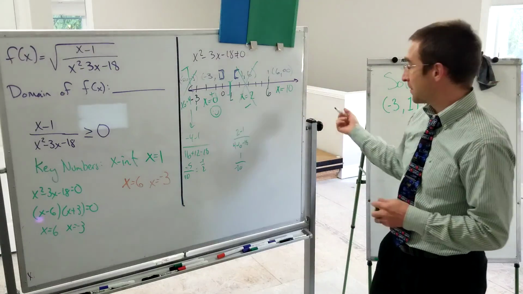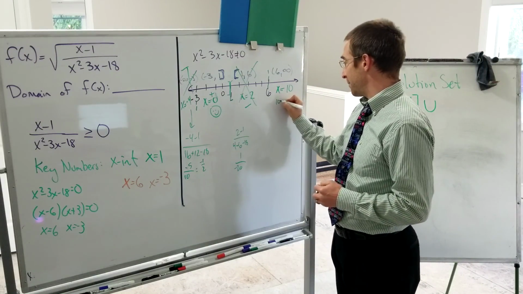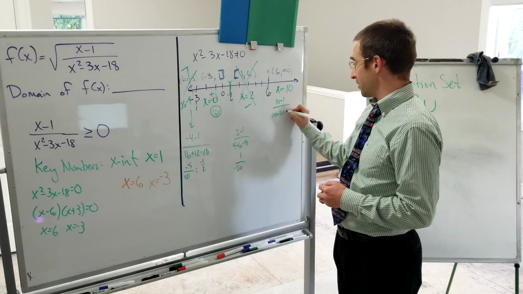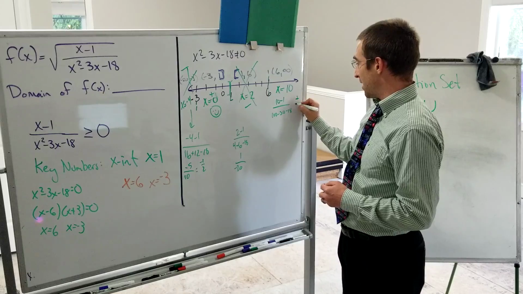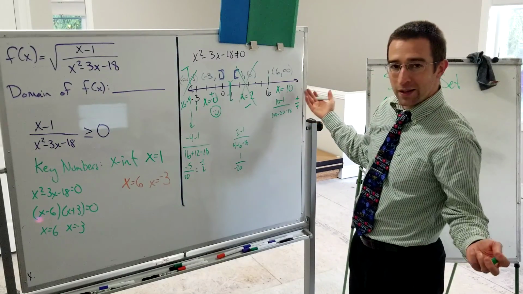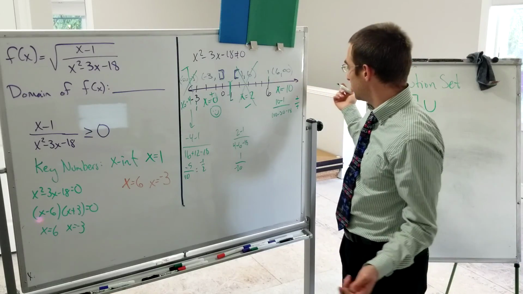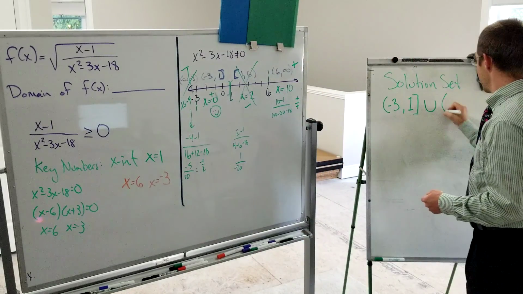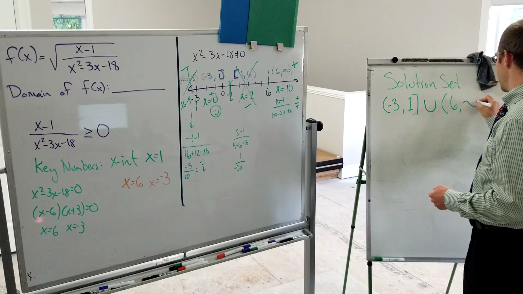All right, let's just check this last one. Let's check 10. So x equals 10. We get 10 minus 1 over 100 minus 30 minus 18. We get positive over positive, right? Whatever number that is, 9 over 52, but it's positive. So we also get this interval, 6 to infinity.